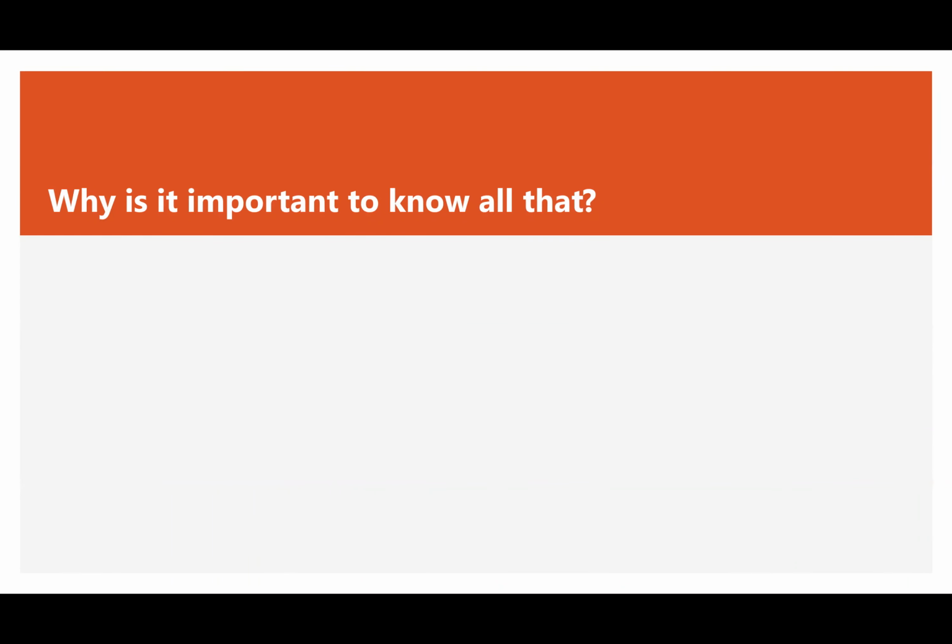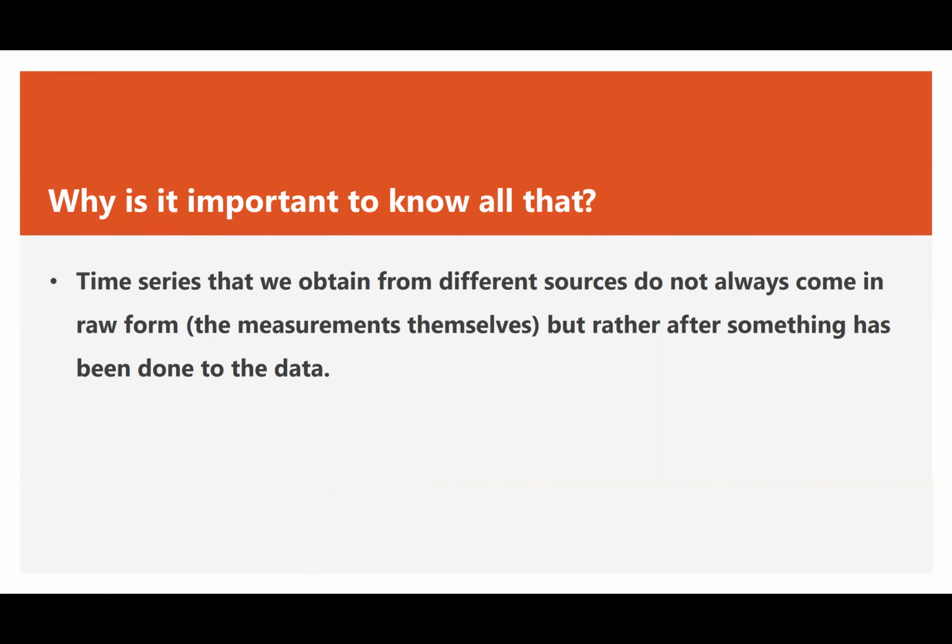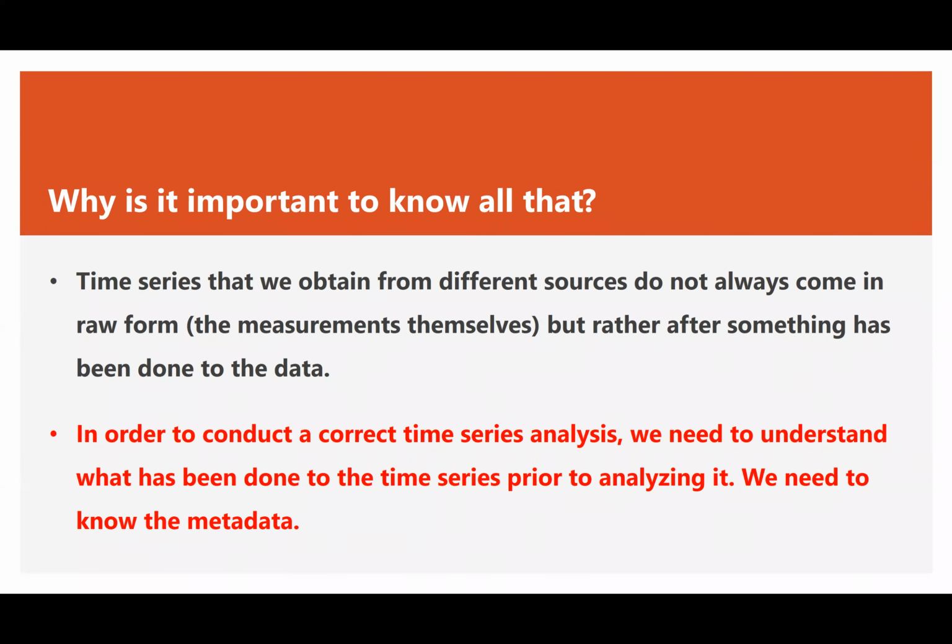Why is it important to know all that? Time series that we obtain from different sources do not always come in raw form. That means they are not given to us as the raw measurements, the direct measurements, but rather it's given to us after something has been done to the data. Some transformations have been done to the data. In order to conduct a correct time series analysis, we need to understand first what has been done to the time series before we start analyzing it. We need to know what is called the metadata, the data about the data.